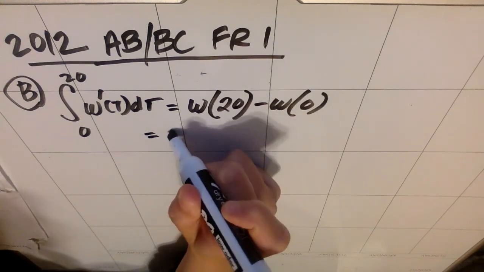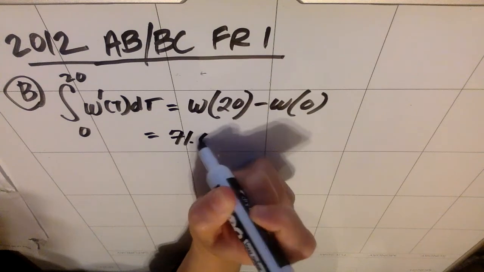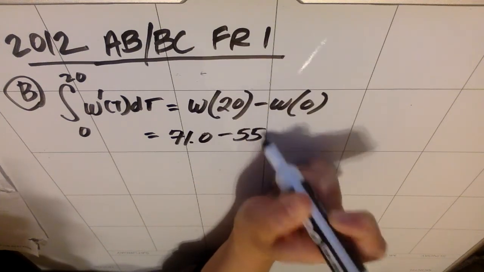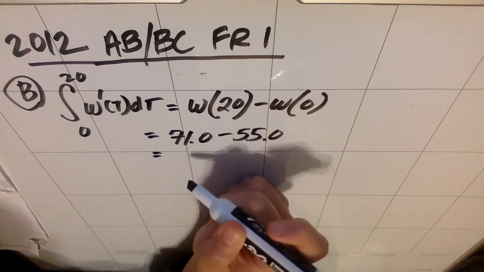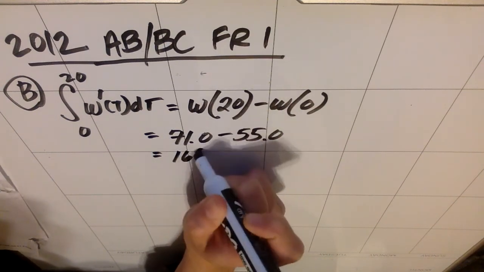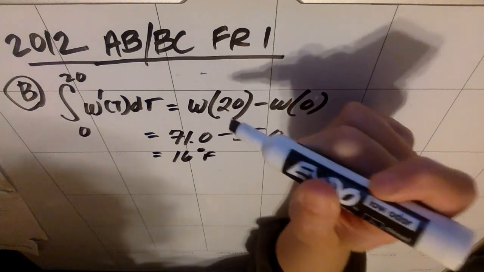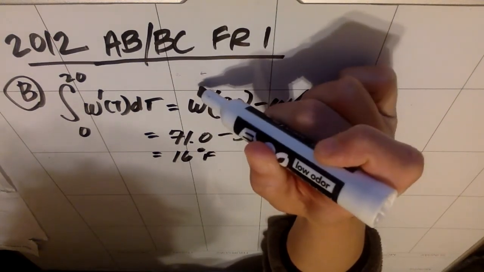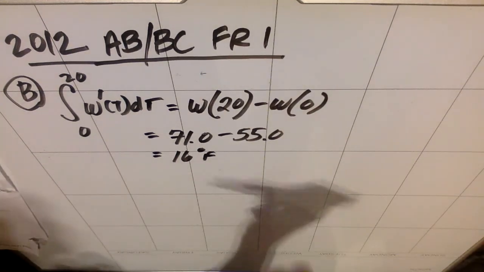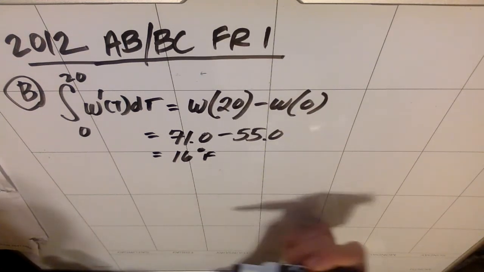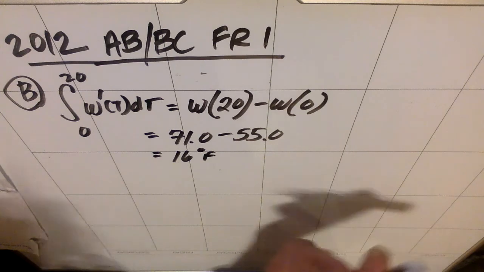So on our table, we get that that is 71 degrees minus 55 degrees, and both of those measurements are in degrees Fahrenheit. So what's going to end up happening is I get 16 degrees Fahrenheit. Well, W of 20 is the temperature at 20 minutes, and W of 0 is the temperature at the start of the problem. So essentially what this is saying is there is a net change of 16 degrees in the first 20 minutes.